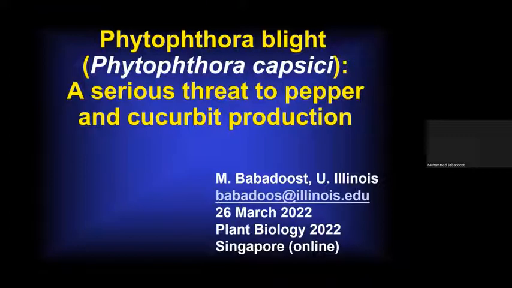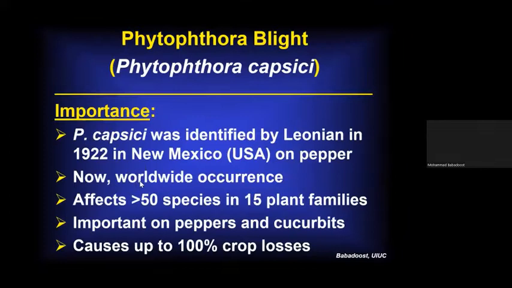Phytophthora capsici was identified exactly 100 years ago in the United States, in the state of New Mexico, on pepper. Right now, we do have this pathogen all over the world on more than 50 different species. So any question later on might come, you can send to my email, babadoost@illinois.edu.